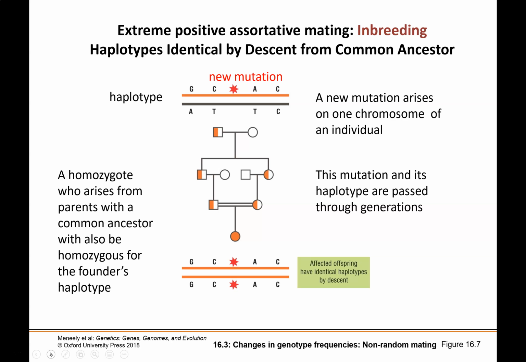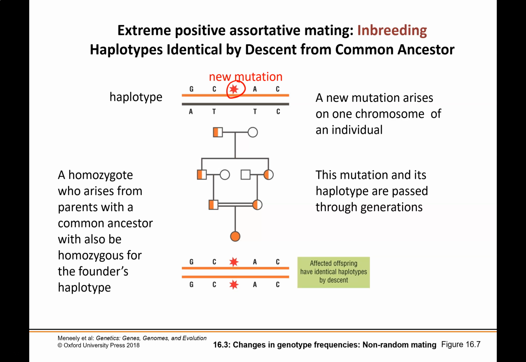There is, though, an extreme type of positive assortative mating, which is inbreeding. Inbreeding is where you mate with somebody who is genetically related to you. So your alleles, your haplotypes, are identical by descent from a common ancestor. That means that if you are an inbred individual, you have the potential of acquiring a mutation from both sides, because each parent is getting it from the same common ancestor.